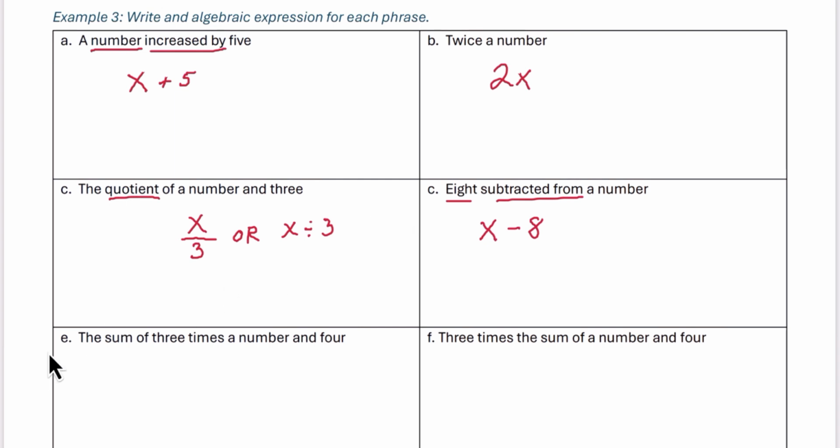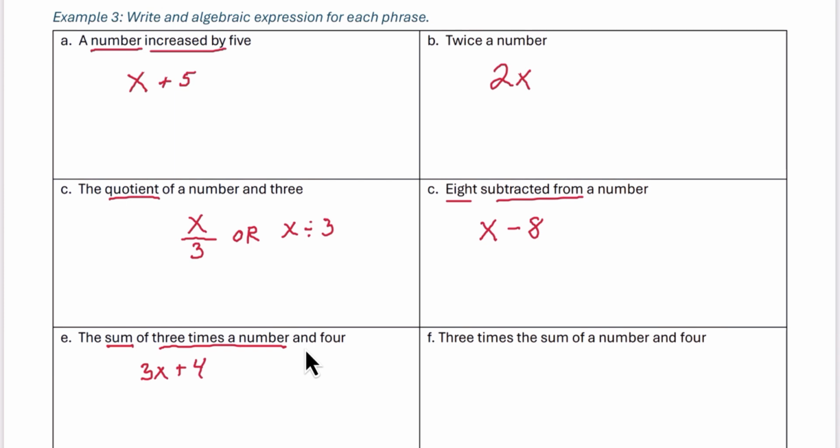And in part E, the sum of 3 times a number and 4. The sum. Sum means we're adding. What are we adding? 3 times a number and 4. 3 times a number is 3x. And the sum again means add 4. We get 3x plus 4.